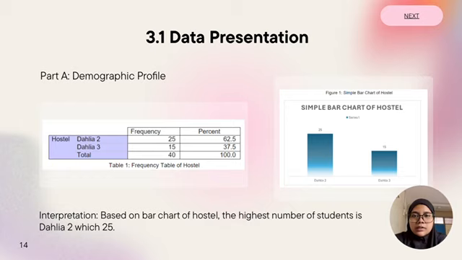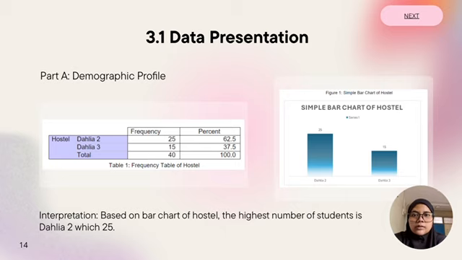This slide shows the data presentation for Part A, which is the demographic profile of respondents based on their hostel. Table 1 presents the frequency and percentage of students from two hostels, which are Dahlia 2 and Dahlia 3. From the table, 25 students are from Dahlia 2, representing 62.5% of the total respondents. Meanwhile, 15 students are from Dahlia 3, which represent 37.5%. The total number of respondents is 40 students.